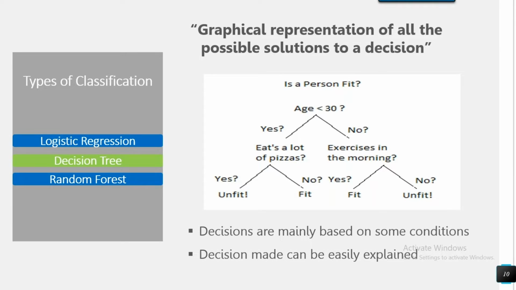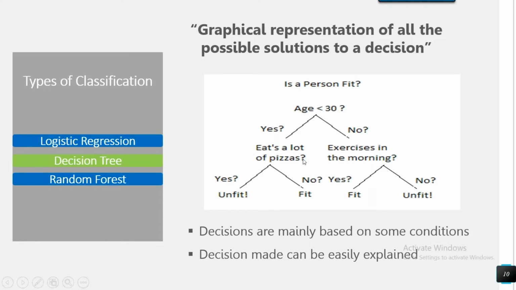To understand, a decision tree is a graphical representation of all the possible solutions to a decision. It is a very simple example: is a person fit? These are the questions, and on the basis of age you are creating a tree structure. In this scenario we are assuming that if age is less than 30, then from your data those having less than 30 go to true or yes, and those not less than 30 go to no.